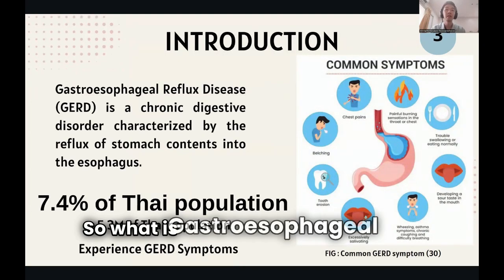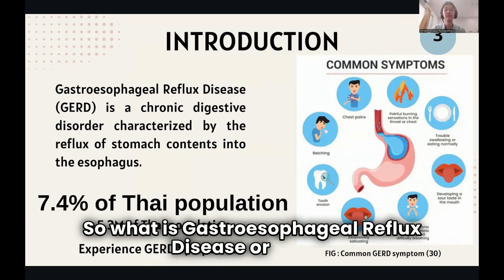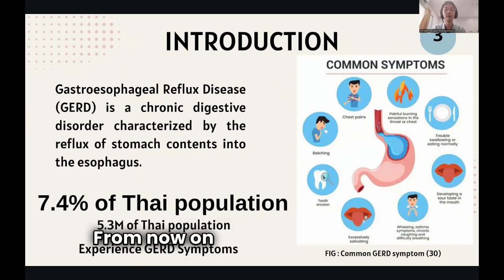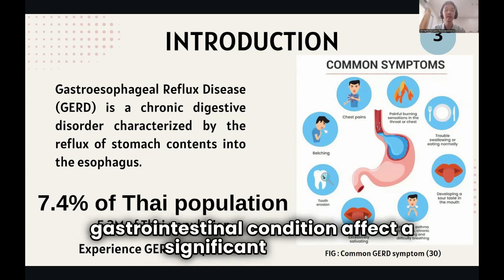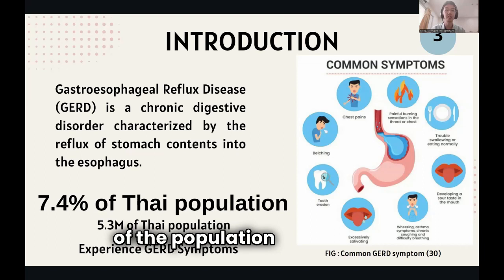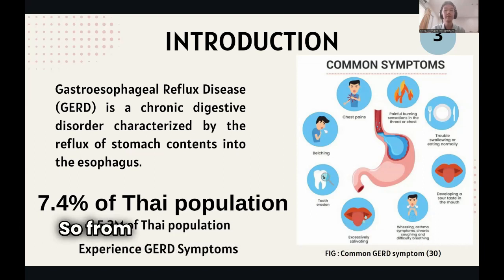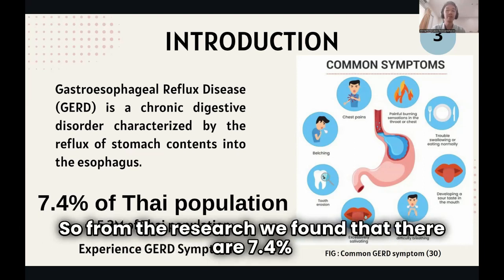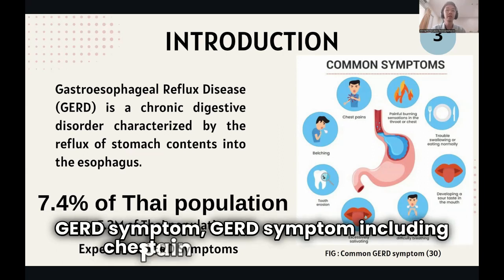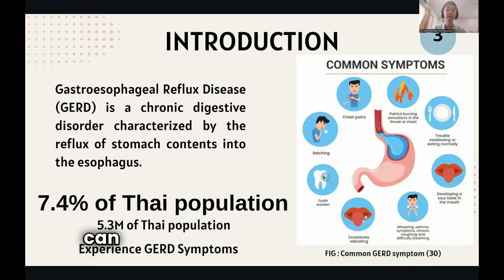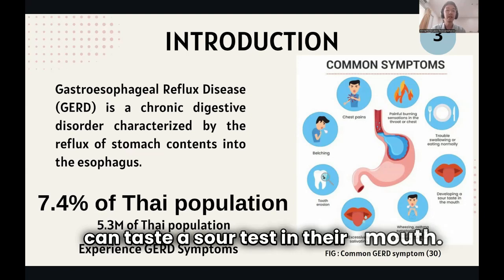So what is gastroesophageal reflux disease, or GERD? From now on, we will call it GERD. GERD is a widespread chronic upper gastrointestinal condition that affects a significant portion of the population in Thailand. From the research, we found that 7.4% of the Thai population, or 5.3 million people, experience GERD symptoms. GERD symptoms include chest pain, or sometimes patients can taste a sour taste in their mouth.